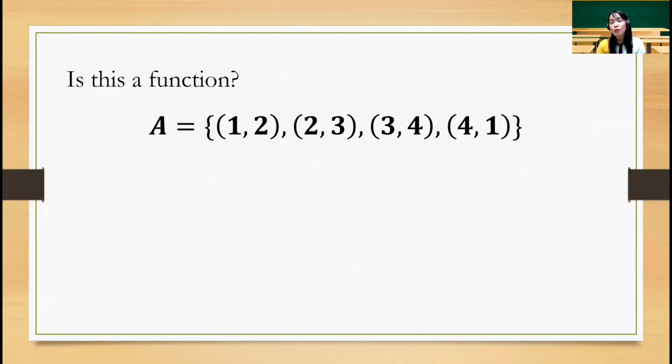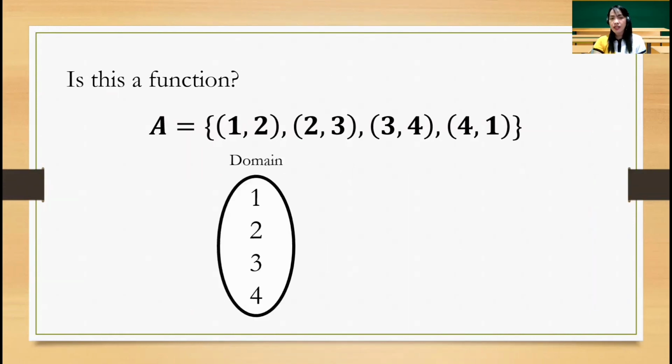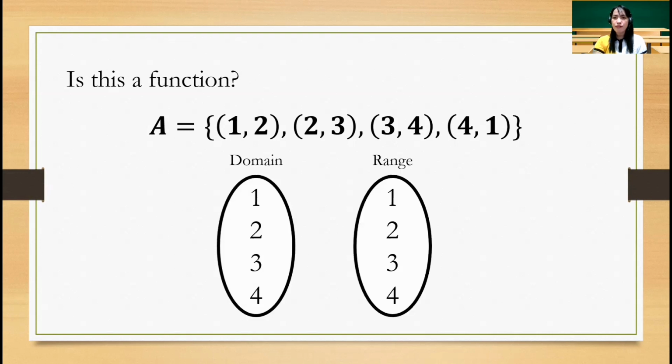Paano naman kung kailangan nating malaman kung function siya or hindi? We have the same example, set A, (1, 2), (2, 3), (3, 4), (4, 1). We have identified the domain as 1, 2, 3, 4. At ang range naman, we have 1, 2, 3, 4. Pwede natin gamitin yung arrow diagram. Ano ba yung arrow diagram? I-pair mo yung domain sa range, i-arrow mo siya, para malaman natin kung 1-to-1 siya or many-to-1. Kasi kung 1-to-1 or many-to-1, function; kapag 1-to-many naman, that's not a function.